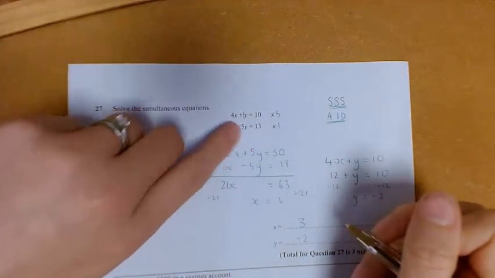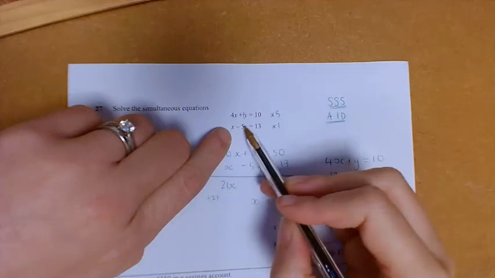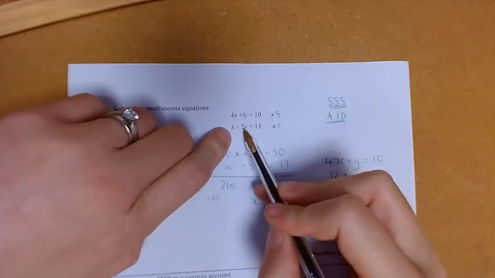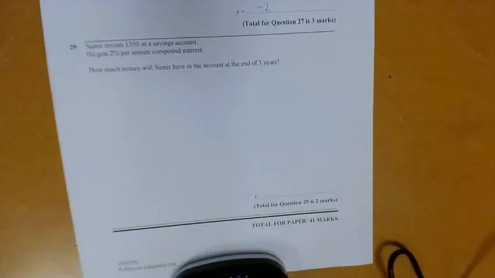And we can check it in this equation to check that it works. 3, take away 5 lots of minus 2, which is minus 10. 3 minus minus 10 is 13. So it works in both equations, and we found our values.